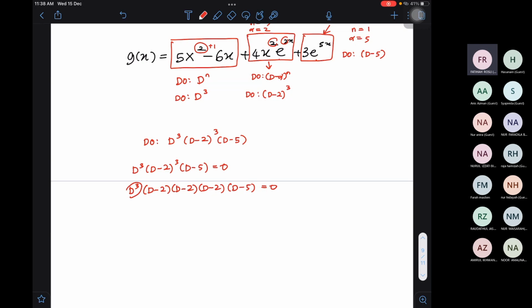So kelas, D kuasa 3 sama dengan kosong. Maksudnya you ada D1, you ada D2, you ada D3, semuanya kosong, kosong, kosong. D minus 2 sama dengan kosong, so you punya D4, 2. D minus 2 sama dengan kosong, you punya D5, 2. D minus 2 sama dengan kosong, you punya D6, 2. D minus 5 sama dengan kosong, you punya D7, 5. Sampai 7. Matilah nak. Macam mana nak buat ni?